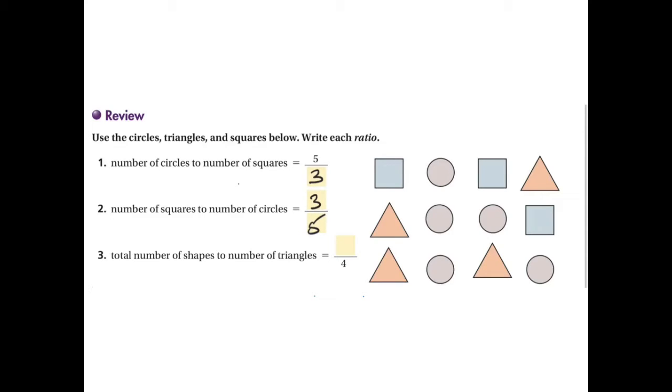Now our ratio of the total number of shapes to the number of triangles is 1, 2, 3, 4, 5, 6, 7, 8, 9, 10, 11, 12 total shapes over 4 triangles. So it is 12 to 4. Now this can be reduced to 3 to 1, but it still stays in fraction form. Ratios will remain in fraction form.